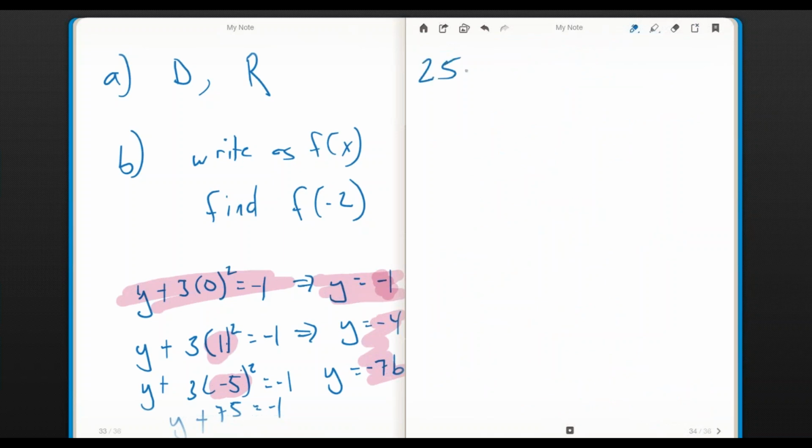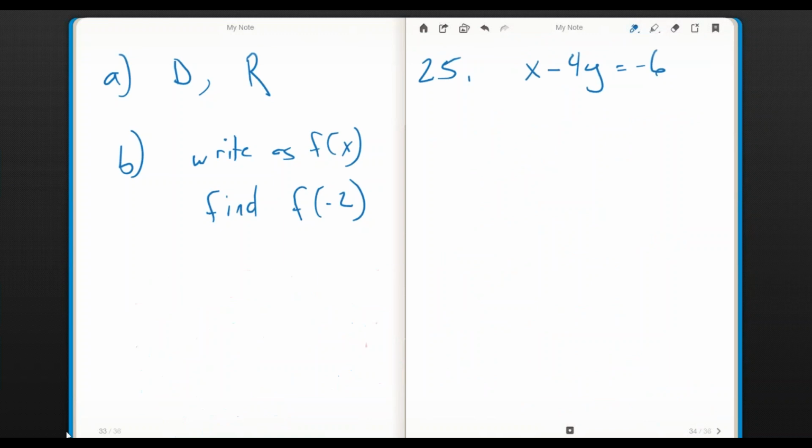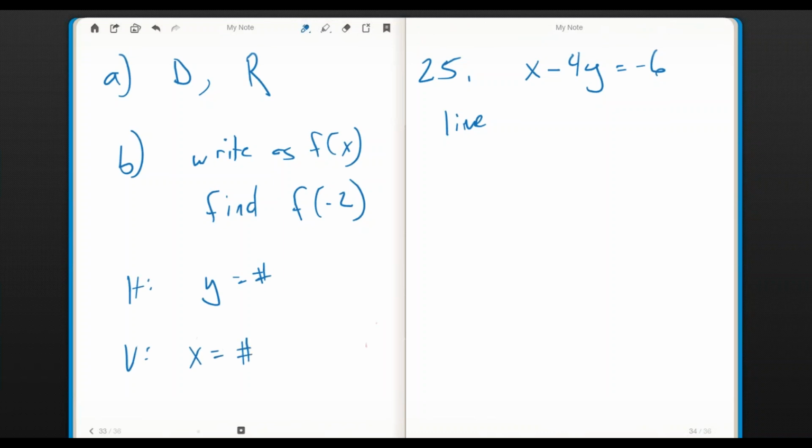Let's look at number 25. X minus 4y equals negative 6. This is an equation of a line. Every line that you draw, except for horizontal and vertical lines, and this is certainly not a horizontal or vertical line, right? A horizontal line is when you always have the same y value. A vertical line is when you always have the same x value.